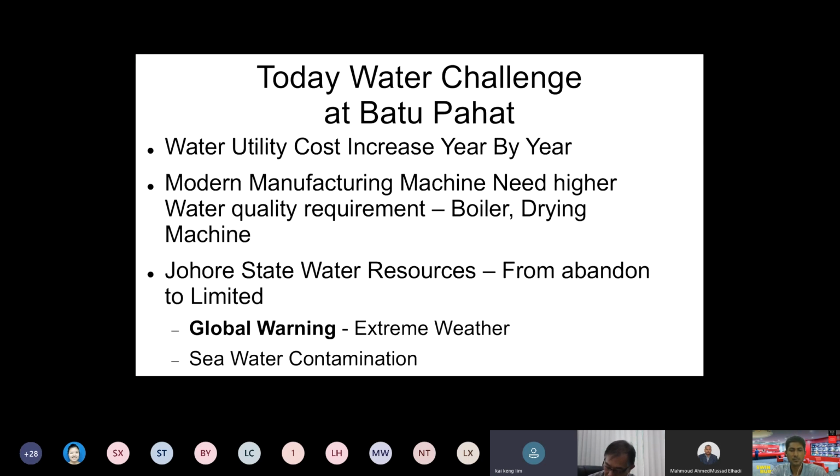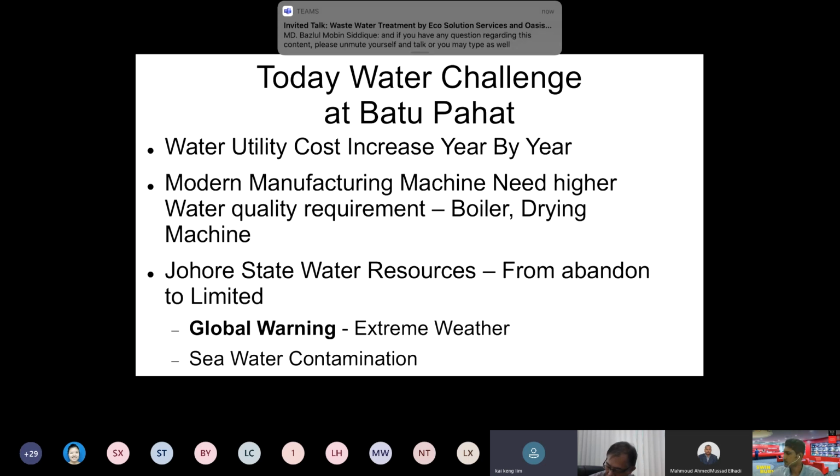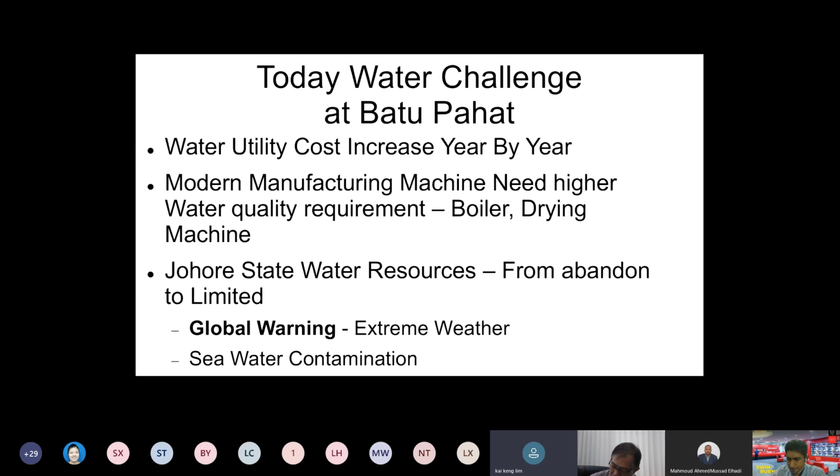But in Batu Pahat, we are facing a lot of issues, because annually there is a utility cost increase. Every year, government-supplied water is getting more and more expensive. And modern manufacturing processes need higher and higher quality of water. One example is a higher boiler operating pressure. When you have higher boiler pressure, you need much purer feed water. For the dyeing process, you cannot have high suspended solids or high hardness and this sort of thing. It will disturb the dyeing process.